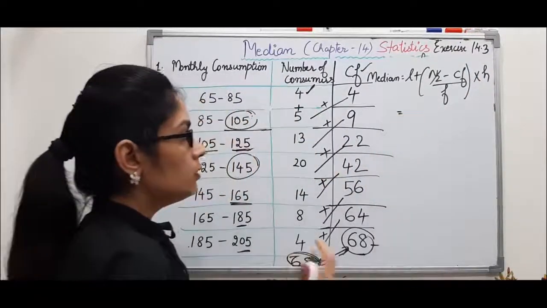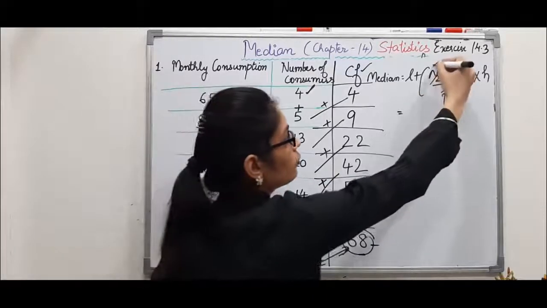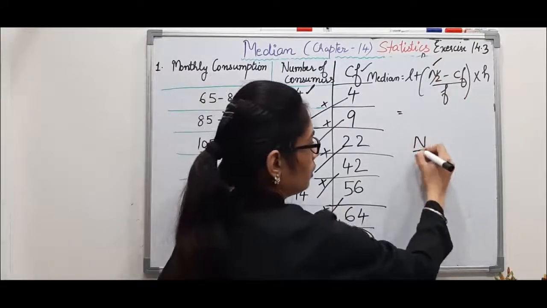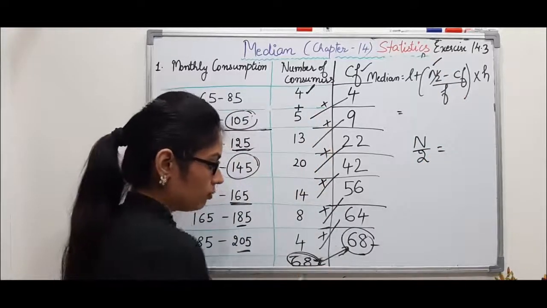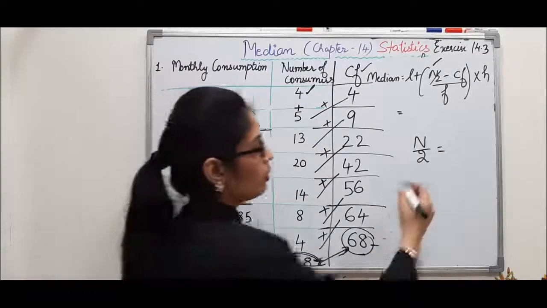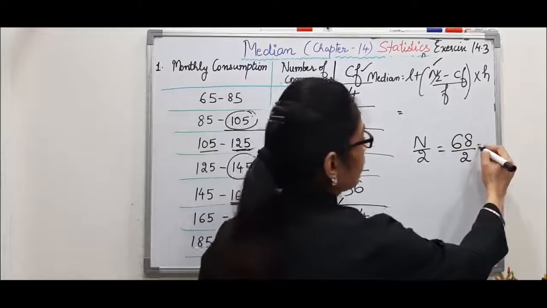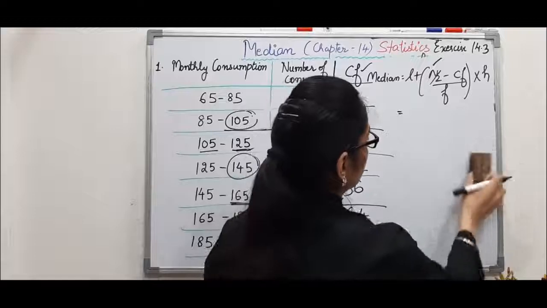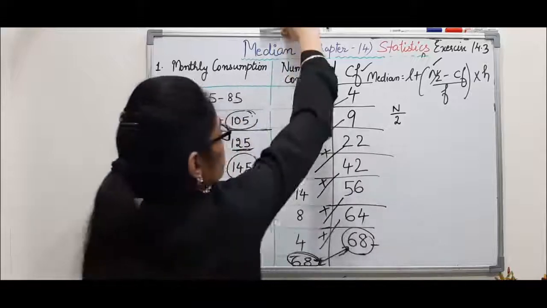Now L. So like I explained you, first of all we have to find the median class. So median class from n by 2 we have to locate. First thing which we have to find is n by 2. So n is the total frequency or total number of terms which is equal to 68. So n, you can remember that it's the total frequency or total number of terms. So 68 by 2, it is 34. Now n by 2 is 34. We can write here n by 2 is 34.